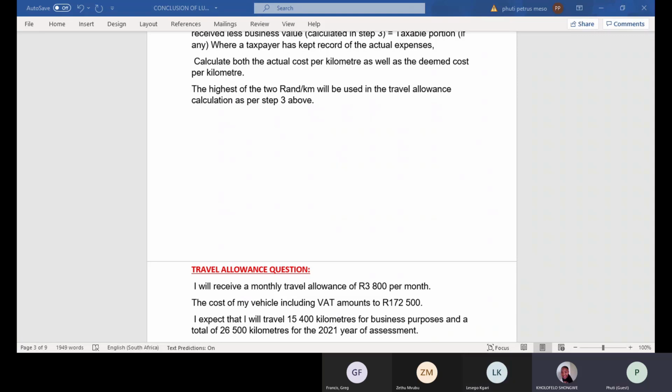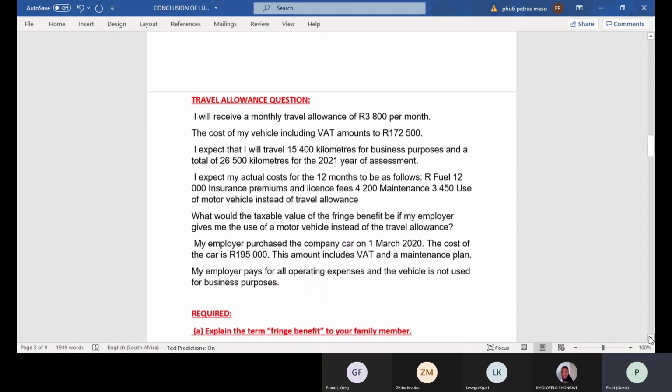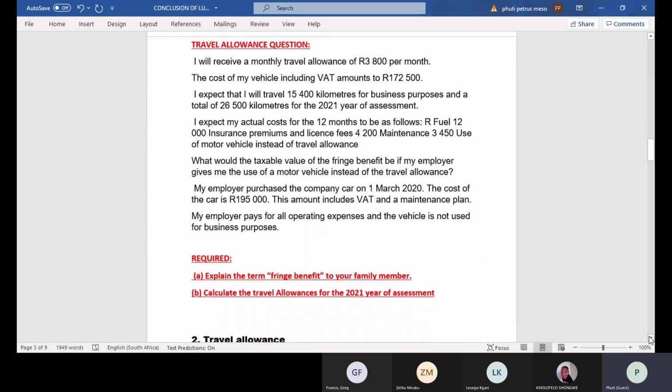Okay, not a problem. So this is what we're going to do now. We're going to have a practice question, and since you guys have done your part, you're going to help me. I developed this out of your content. I think it's in one of your question banks at the end of the study unit. Okay, so you can all see it. It's a travel allowance question.